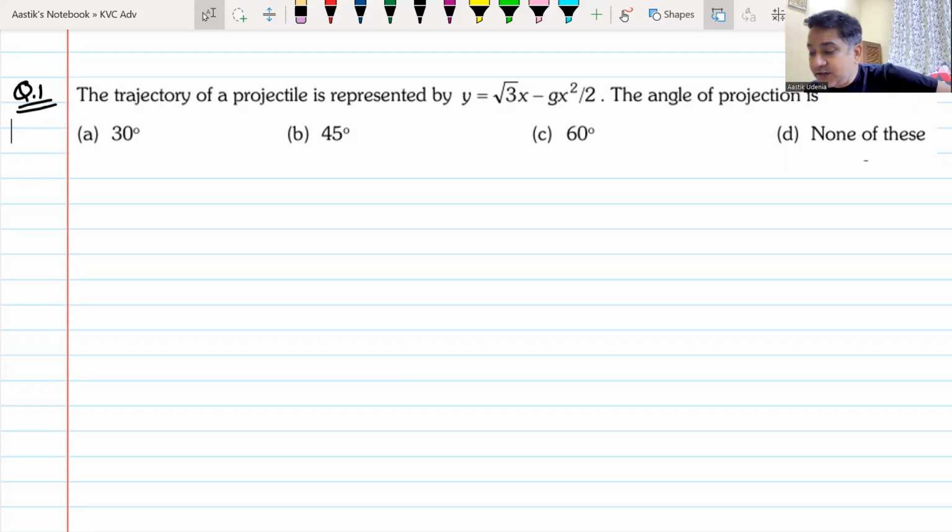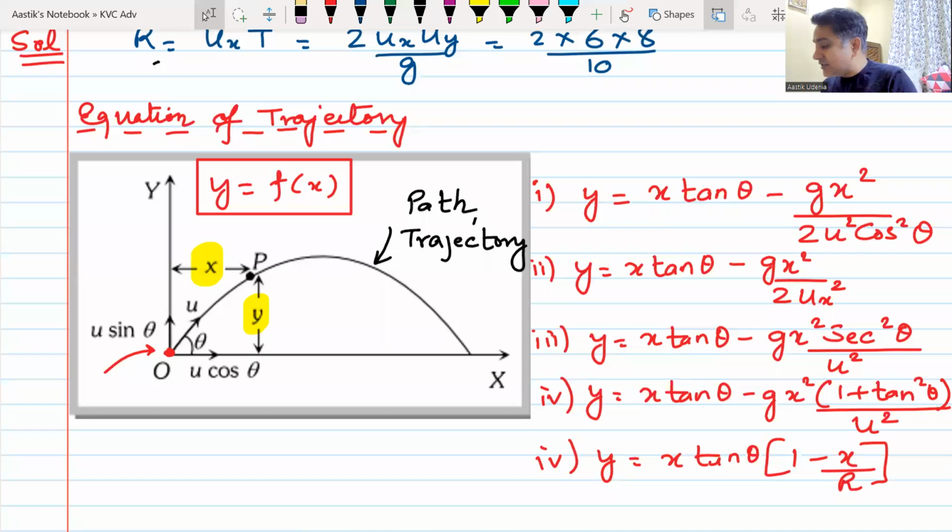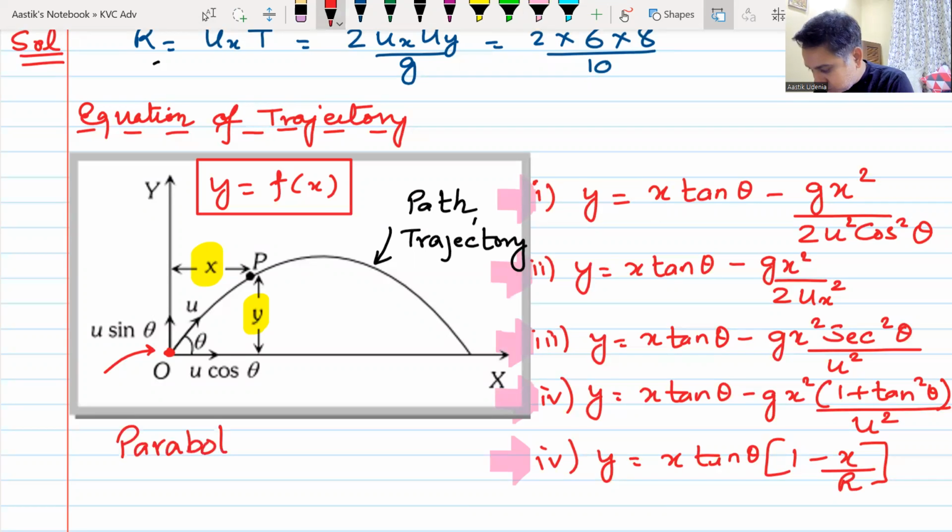So we compare it with the standard equation of a parabola. Having said parabola, it reminds me of something you must understand: the equations that we have written, whether it is equation number 1, 2, 3, 4, 5 or 6, all these equations are equations of a parabola. Do we understand this? Yes, sir. Please write this down.